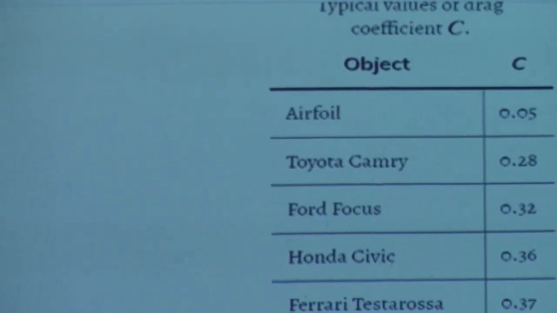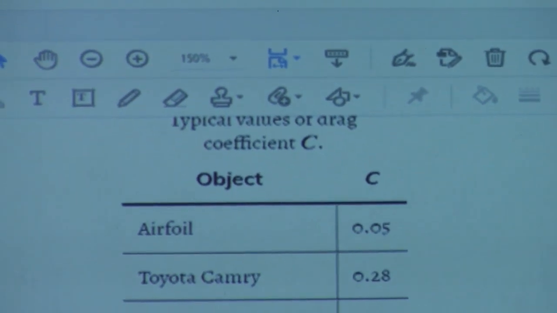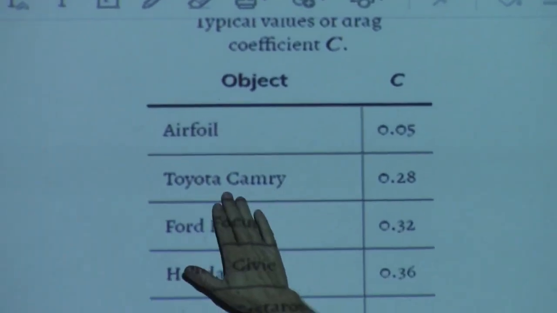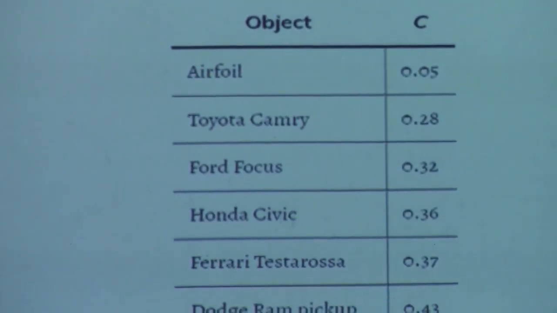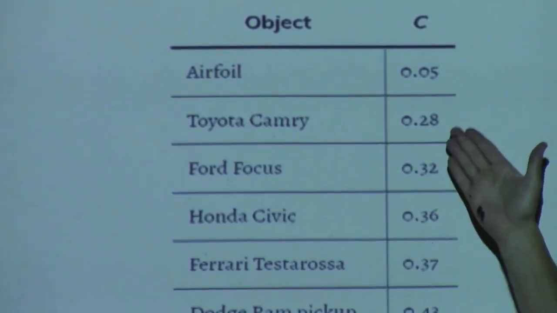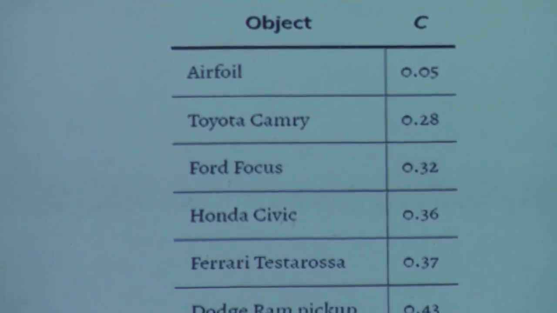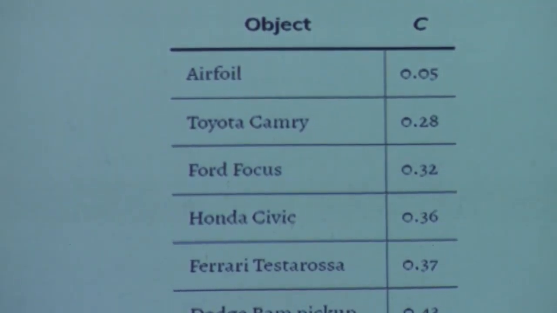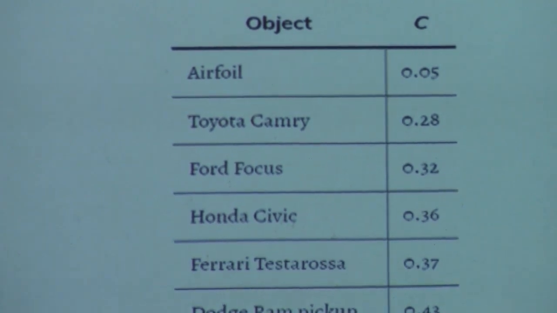Table 2 is kind of a deeper dive here and says, okay, what is the shape of it? And so to make our problems a little more interesting, they give us the shapes of different cars. Maybe I'll just pick on the Toyota Camry here. Based on the shape of the car, there is this C value, this coefficient. It's called the drag coefficient.